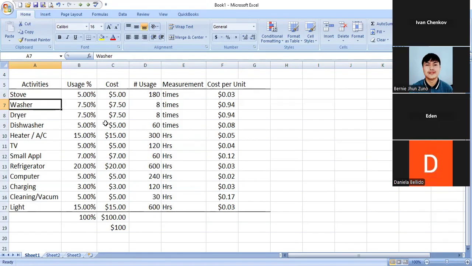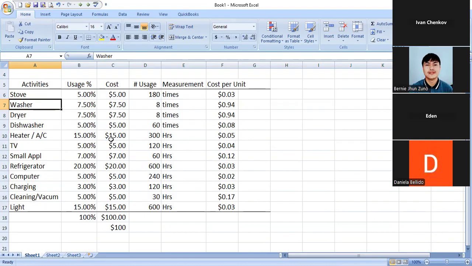Professor, when we do these exercises, are we going to have the usage and the cost, or do we have to find them out? Everything is going to be given to you. In the assignment, everything is going to be given to you. Oh, okay, got it.